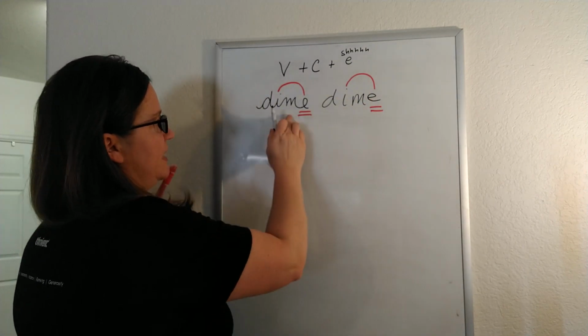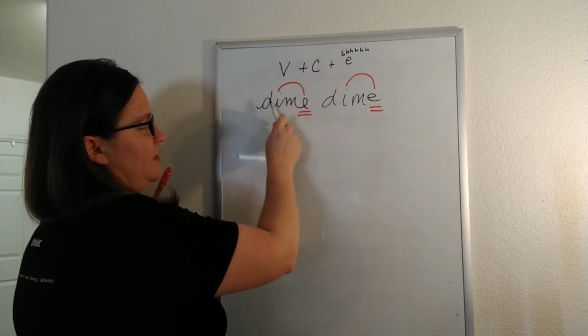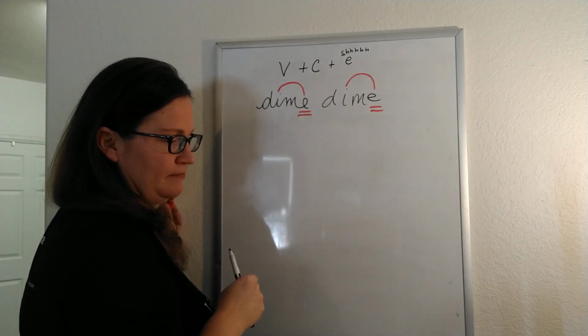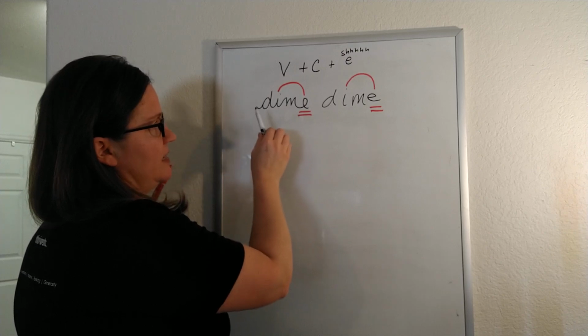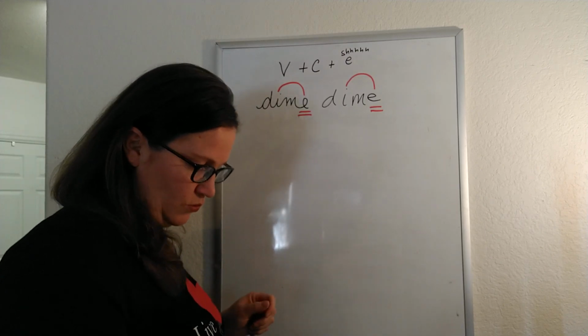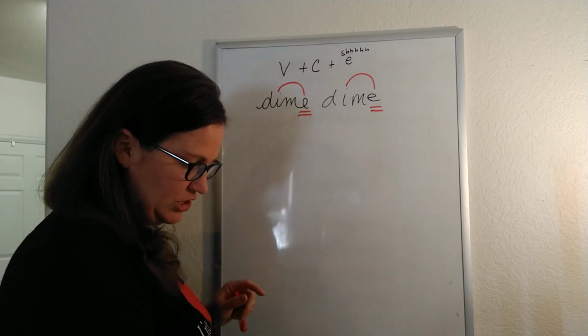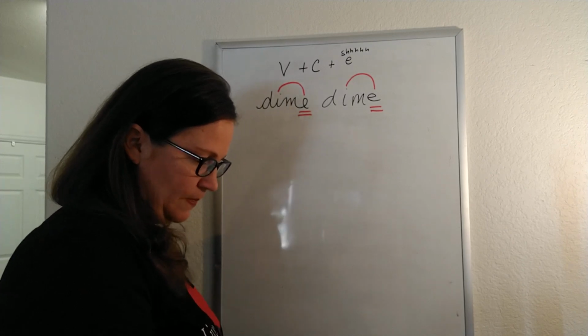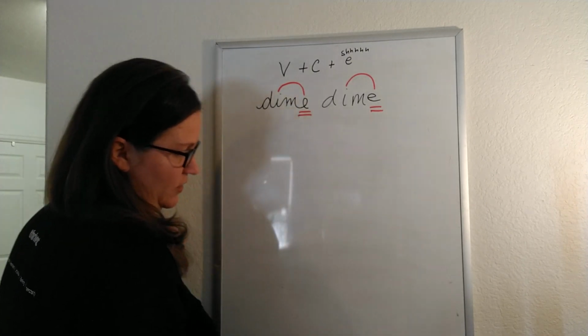Okay, we used to say the E told the I to say its name, right? So this one just says the I. Their rule is the vowel sound changes because of the E. Okay, vowel sound changes. So let's look at this.